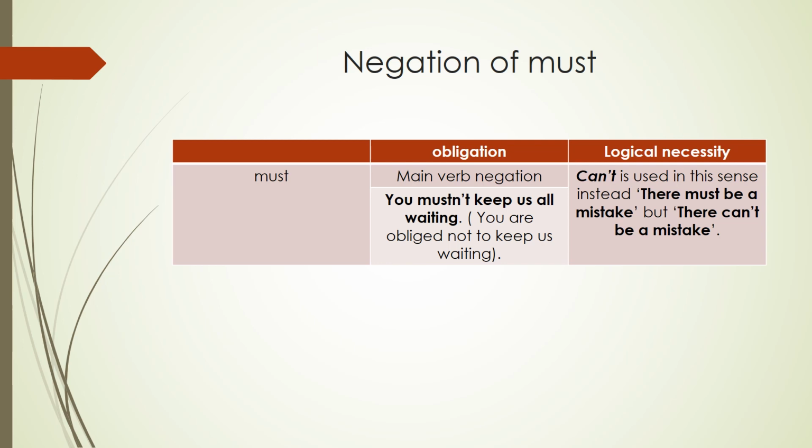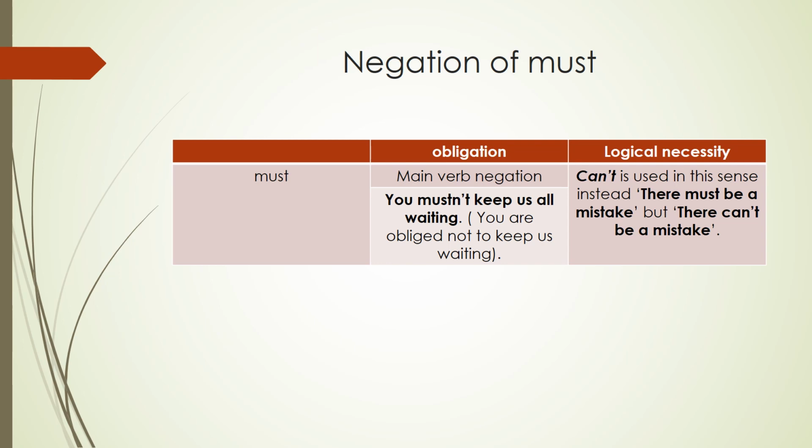But when you change the sentence into negative, you have to use can't instead of must. So can't is used in this sense instead. For example, there must be a mistake. There must be a mistake.